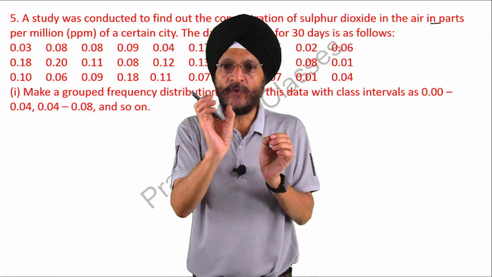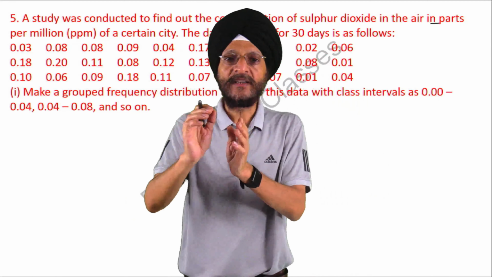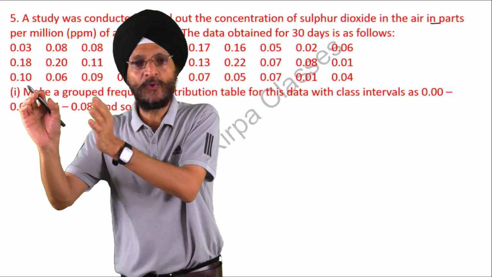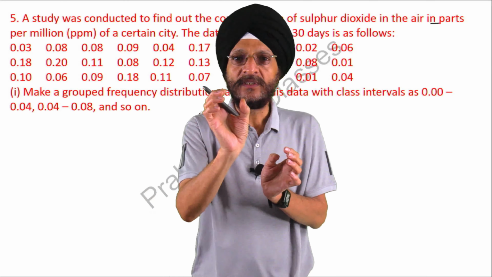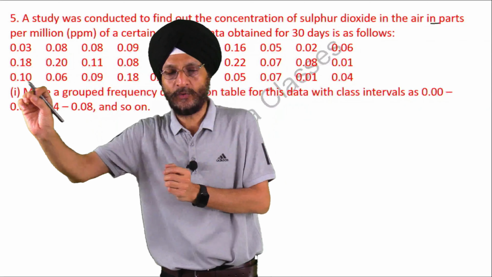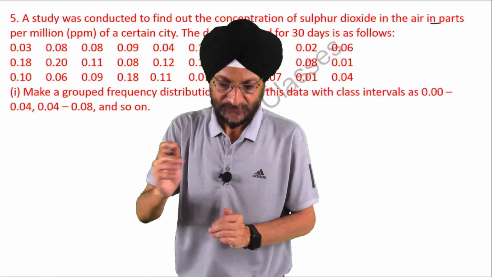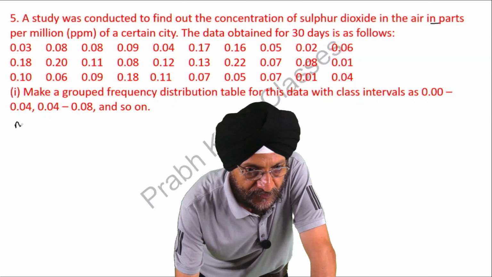That is, we will make a group, say up to 0.04, then next up to 0.08. In this way, we are to make small groups, just like 1 to 4, then 4 to 8, then 8 to 12. Now we start.